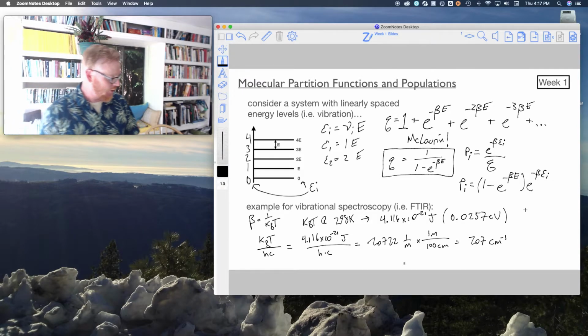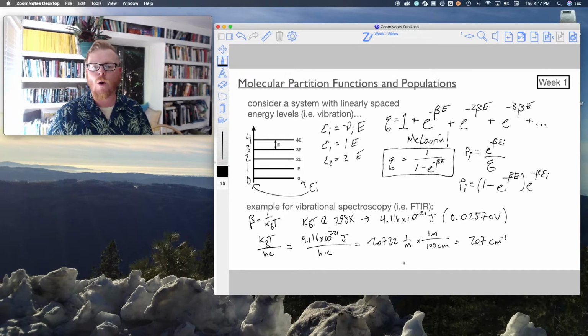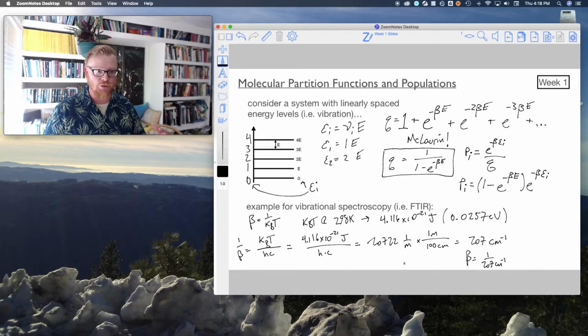Okay, that's a good thing to remember, because now what we can do with that, and so remember, technically, the way I've done this, KBT divided by hc equals 1 over beta. And you notice beta equals 1 over KBT. So technically, beta equals 1 divided by 207 wave numbers. And now what makes this useful is when I go up to this partition function, I can supply my value of energy in terms of wave numbers, which is really, really useful if we were to use FTIR data, right?